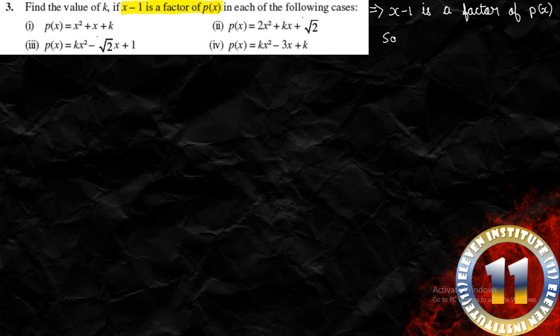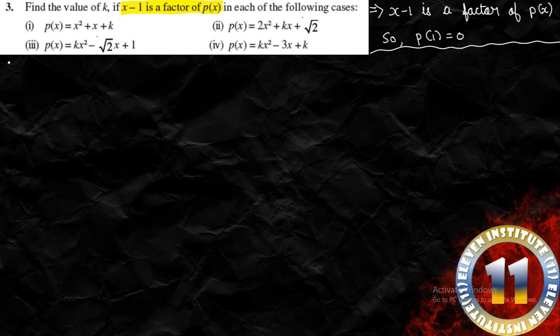So minus 1 becomes plus 1. So p of 1 is equal to 0. Right? P of 1 is equal to 0. So each and everywhere what we have to do is take p of 1 is equal to 0, and subsequently we will get the value of k. Very simple, right? So let us now do that.